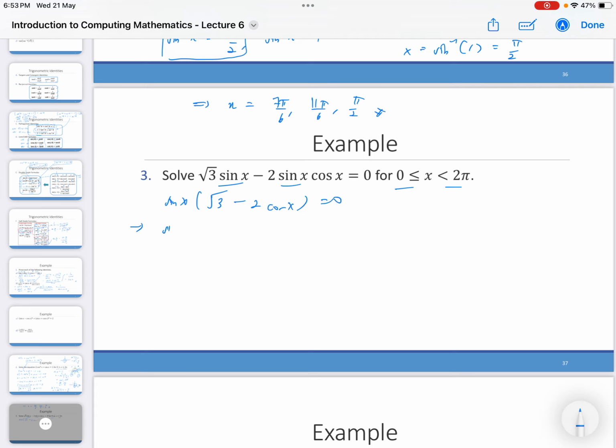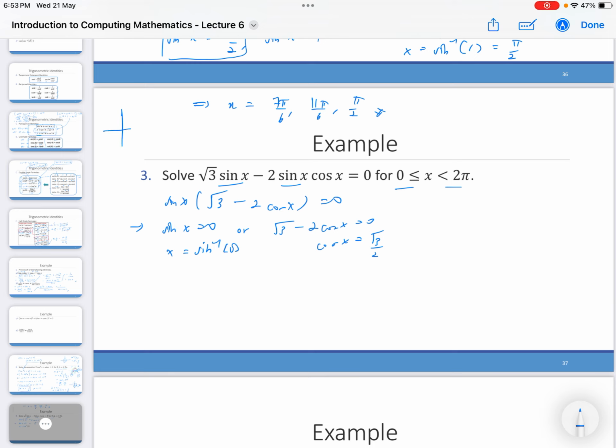So for this one, first we have sin x equals 0, or the one inside the bracket, square root 3 minus 2 cos x equals 0. So when we solve for this, we get cos x equals square root 3 over 2. So let's solve one by one. We solve this one first. So x equals sine inverse of 0.